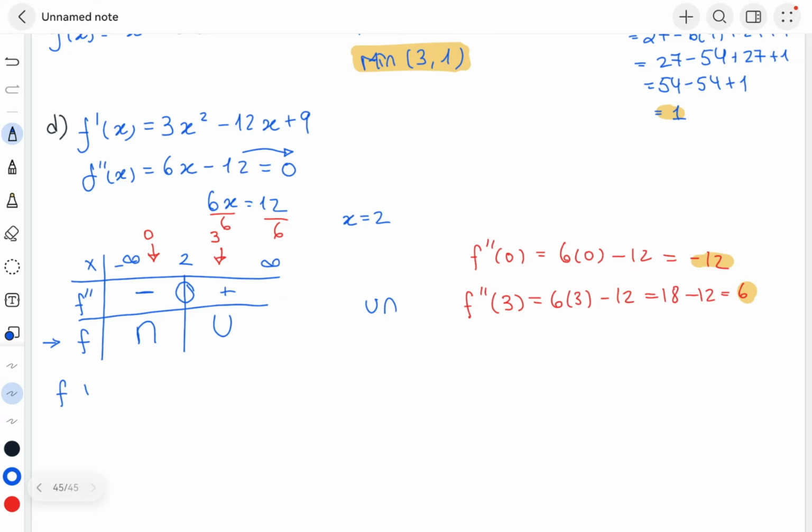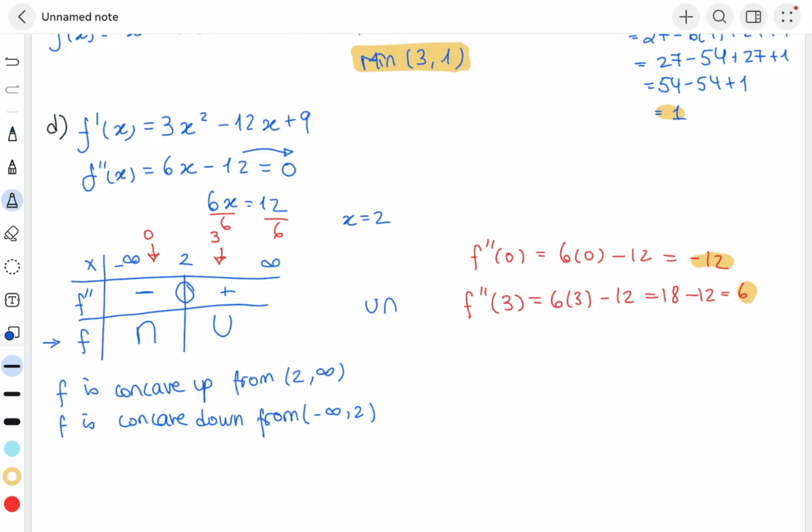Now our function f is concave up on the interval from 2 to infinity, and it is concave down on the interval from negative infinity to 2. Now we have a point of inflection here. So the point of inflection is at x equal to 2, and we'll need to find f at 2 to find its y value.